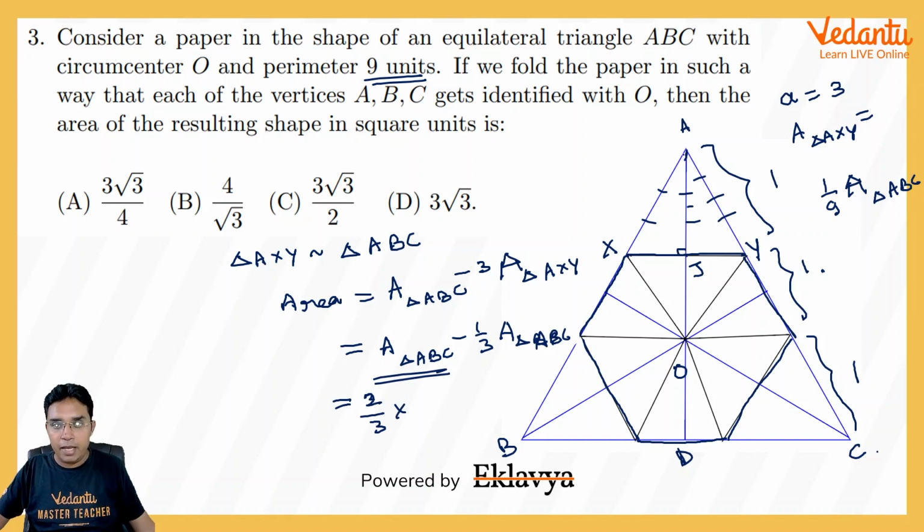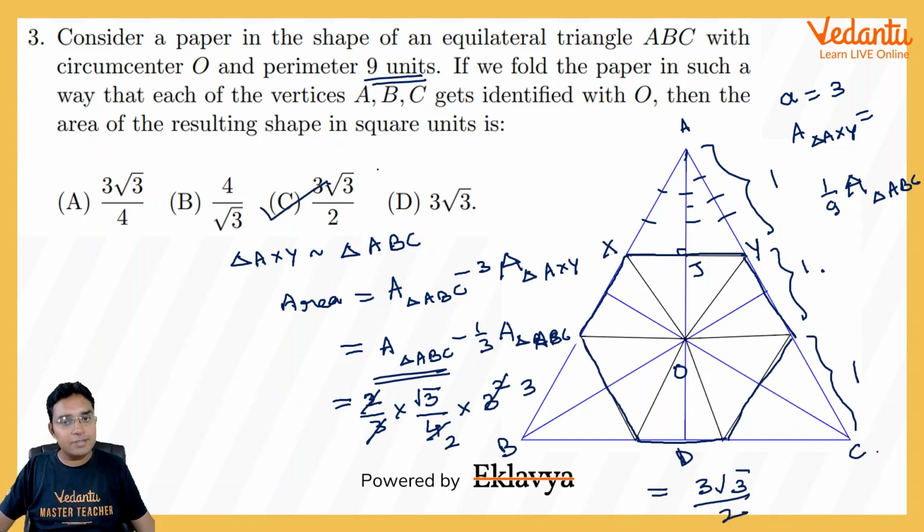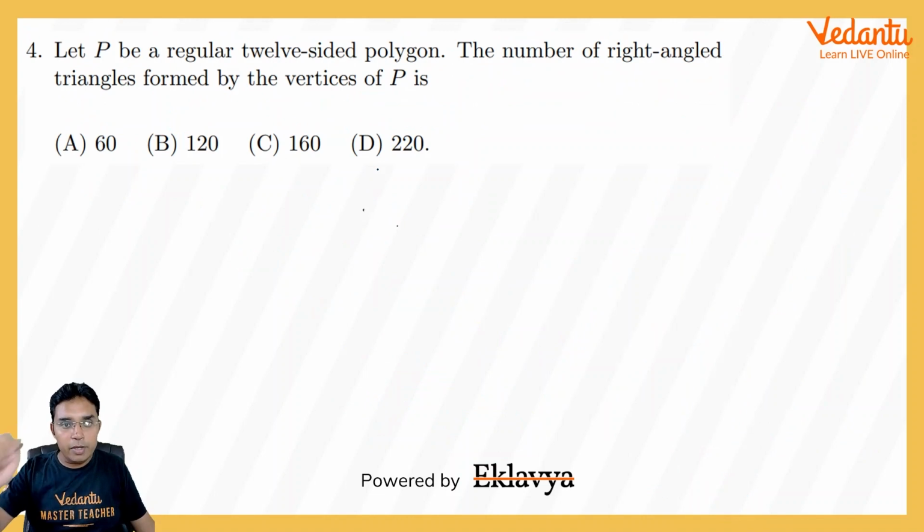Let me write the area of triangle ABC, which is an equilateral triangle, so I can use the formula √3/4 into side squared, and the side of triangle ABC was 3, so 3 squared here. This 3 will cancel 3 squared 3 times, and this 2 will cancel 4 2 times. So if I write the answer here, it will be 3√3/2. So my answer for this has to be C. Okay, now coming to the next question.